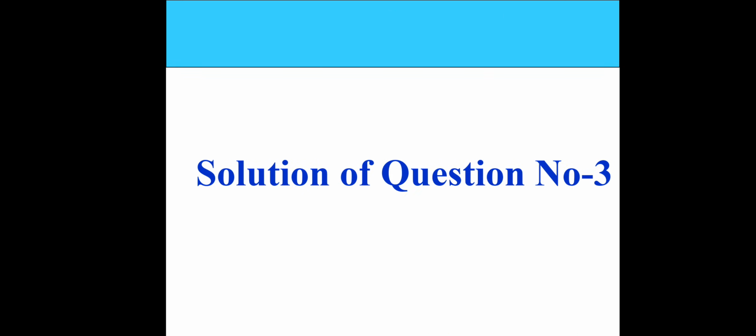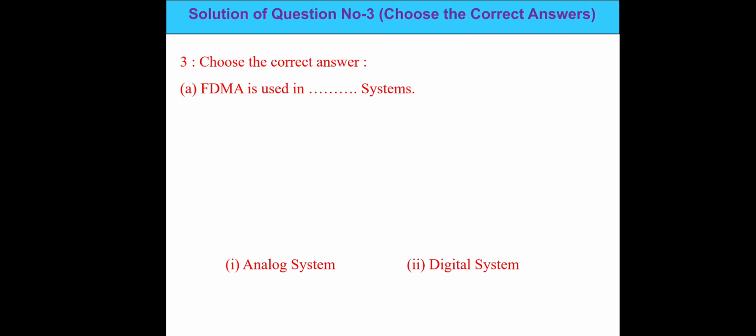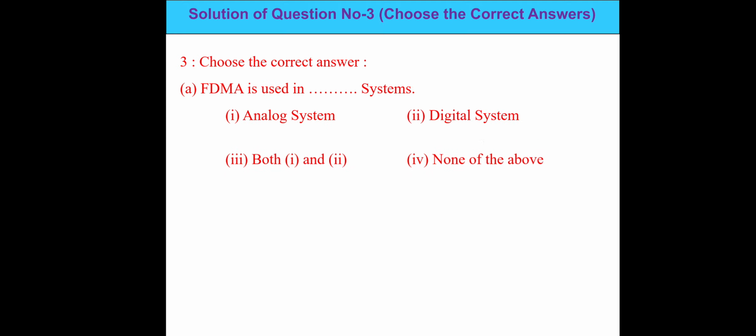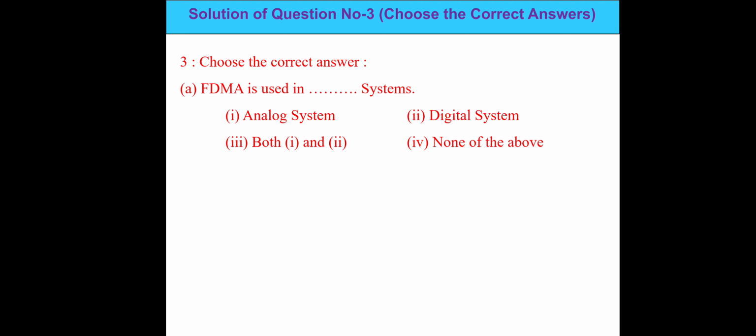Next is the solution of question number 3, that is, choose the correct answer from the multiple options. So the first question is, FDMA is used in dash system: analog system, digital system, both analog and digital, and none of the above. If you remember, you have studied the different generations, at that time FDMA was used in the analog system. So option 1 is the correct answer.